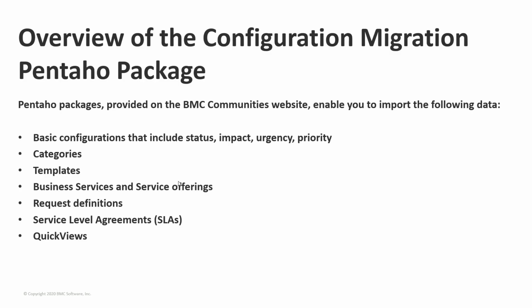Let me provide you a quick overview about the Configuration Migration Pentaho package. It is provided by BMC and it enables you to import the following data: basic configurations such as status, impact, urgency and priority, categories, templates, business services and service offering, request definition, SLAs, and QuickViews.